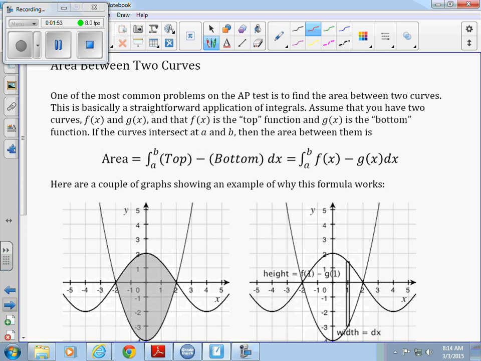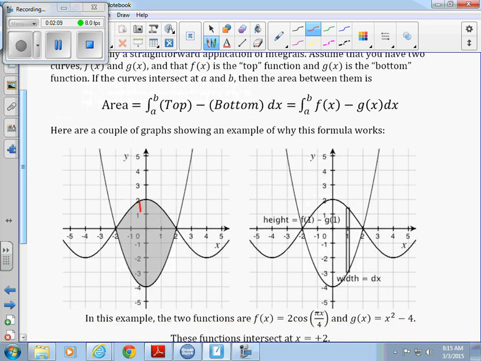Why wouldn't you add them? Adding those two functions together would create a new function, not give you the area in between. So let's talk about first distance. How would you find this distance here?